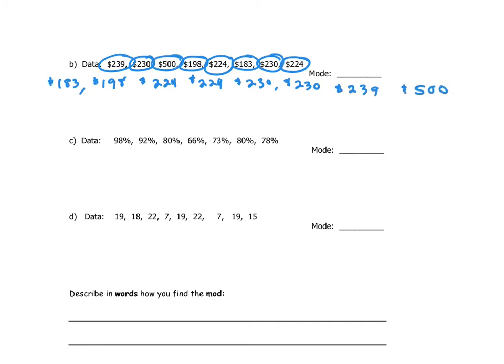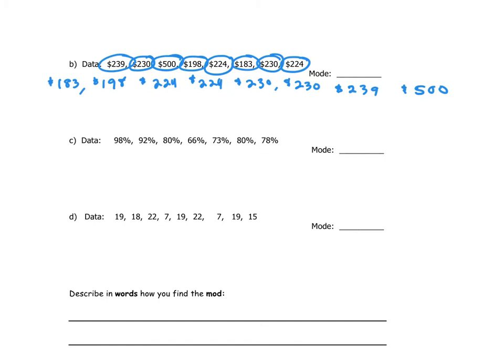Now I want to make sure I've accounted for all the data. So I'm going to count 1, 2, 3, 4, 5, 6, 7, 8. There should be 8 data items. 1, 2, 3, 4, 5, 6, 7, 8. So they're accounted for. And you've probably noticed when we're doing this that I see 2 $224 and 2 $230 data, and every other number is only used once.